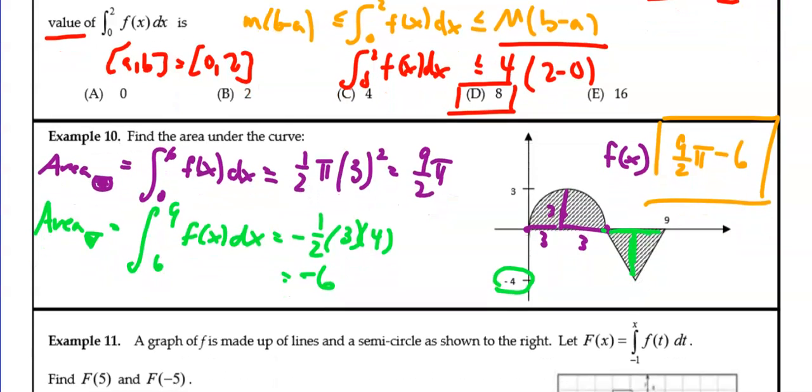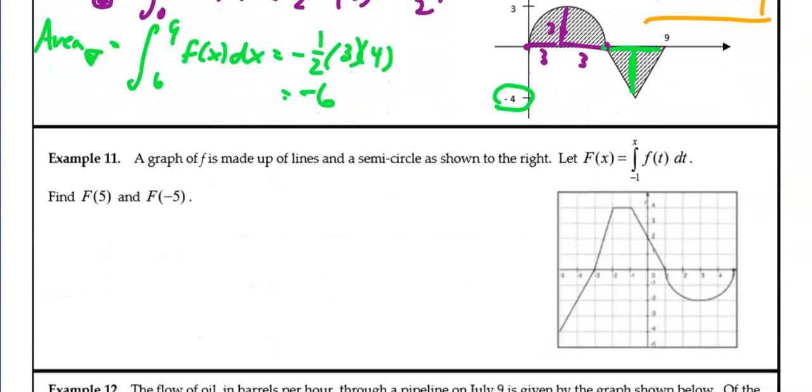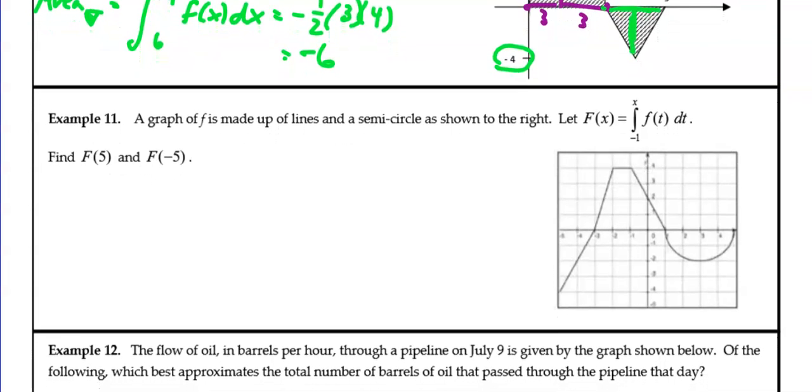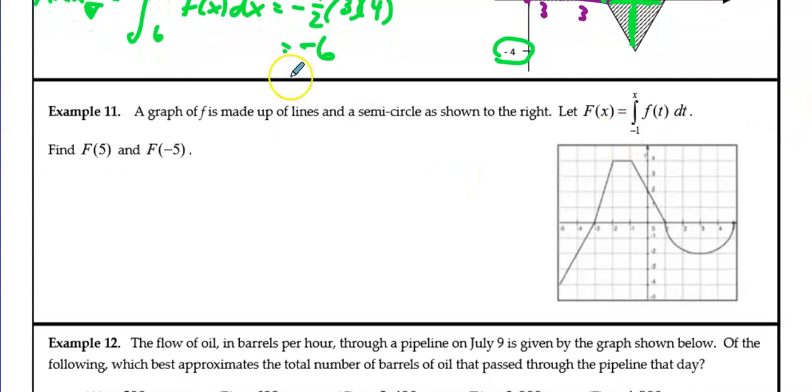Okay, so now let's move on to the next question. I really like example number 11. I think it's really, really great. So question number 11 says a graph f is made up of lines and semicircles, and you guys can see that here, right? So lines and semicircles shown to the right.